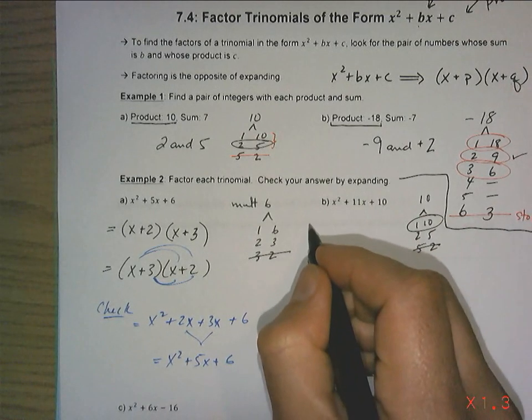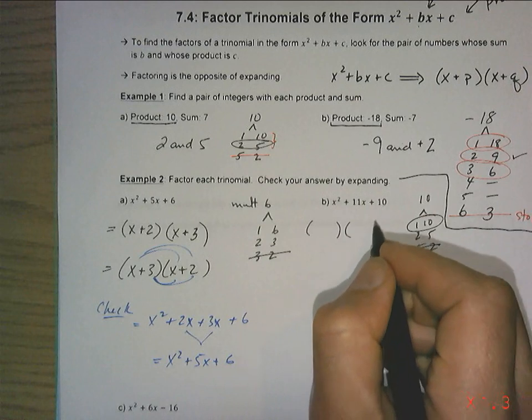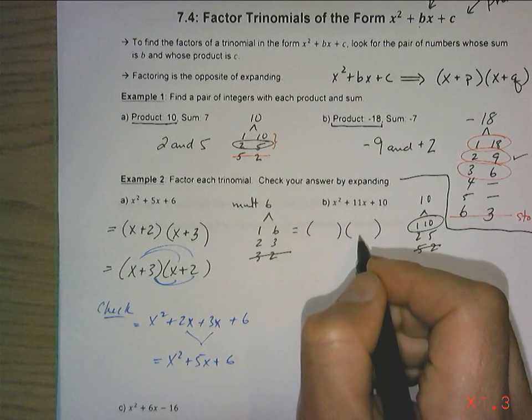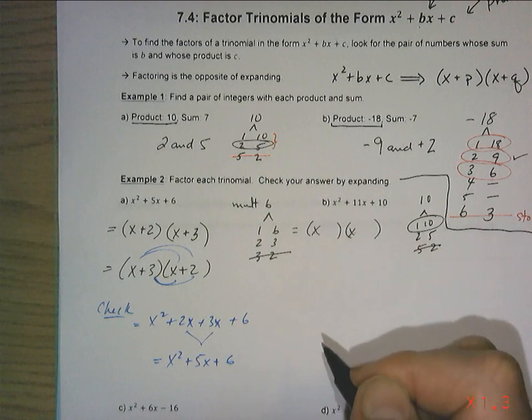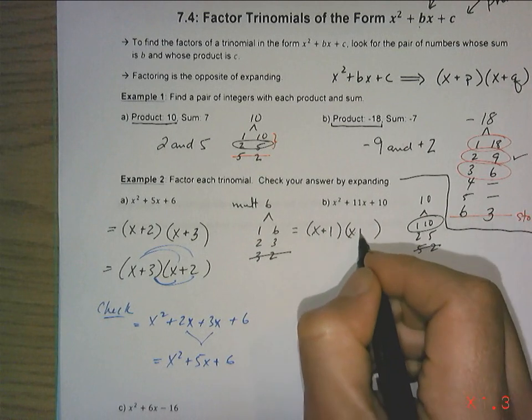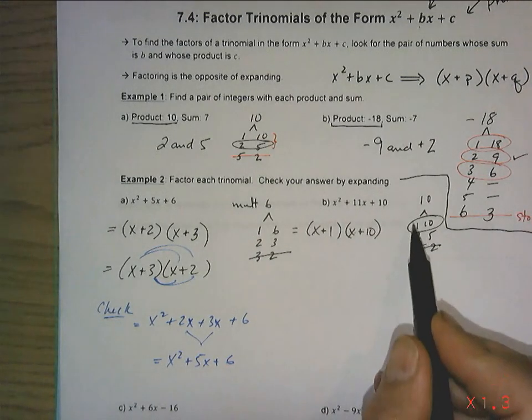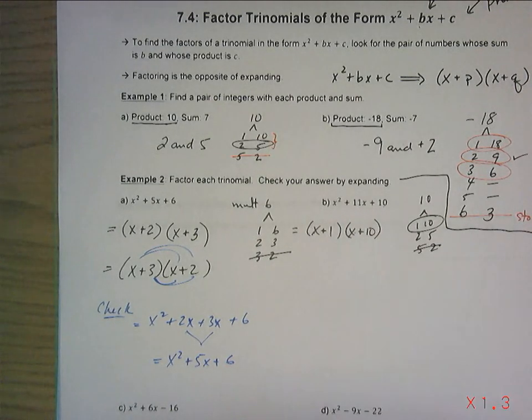So the answer is going to be bracket, bracket, because I know the answer is going to be two binomials. X in the front of both of them, because it's got to be x times x to give x squared. And then it'll be plus 1 plus 10, because those two can go together to sum to give me positive 11.